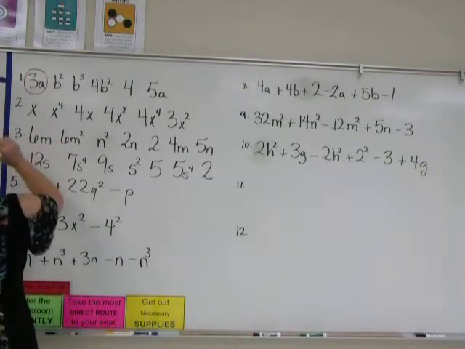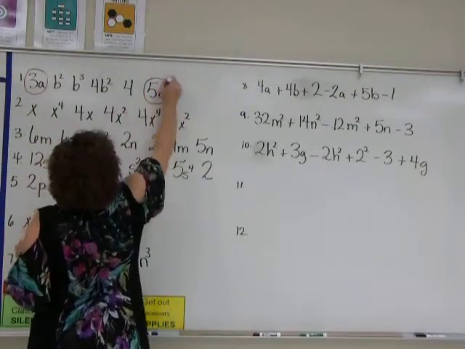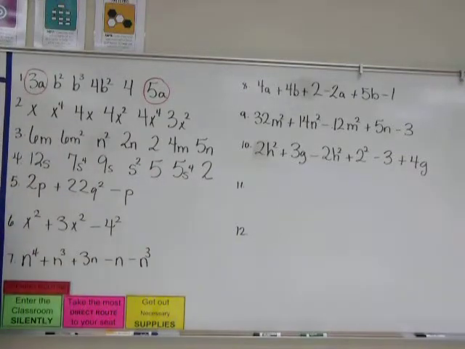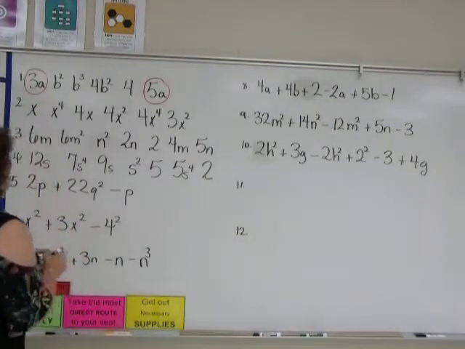3A should have been like with 5A. The definition of a like term was the fact that it had the same variable raised to the same power. It does not matter what the coefficient looks like, because that's the one that you're going to add or subtract. But you have to identify the ones that have like terms before you can add or subtract. And that's what 1 and 4 were wanting to see.